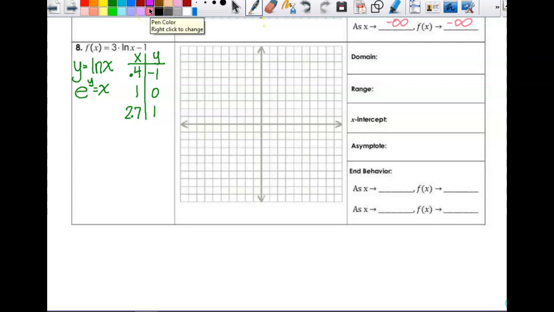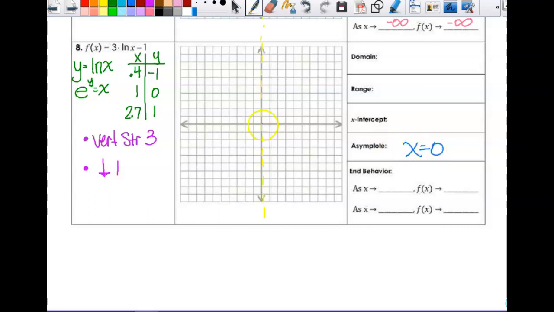Then our transformations: the 3 is a vertical stretch by 3, and the 1 means we go down 1. So where is my asymptote? X equals 0 still, right? Because we didn't go left or right anywhere. So asymptote, x equals 0.